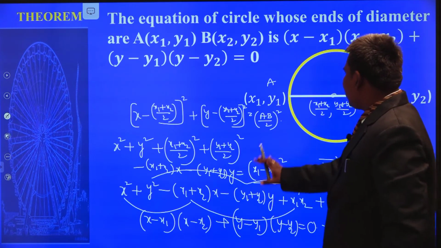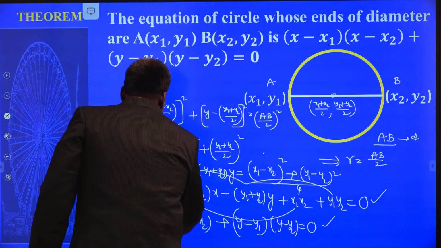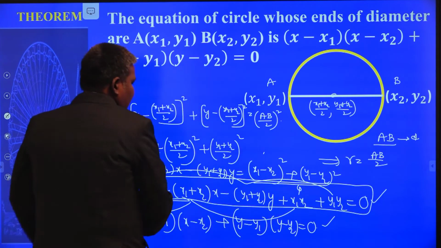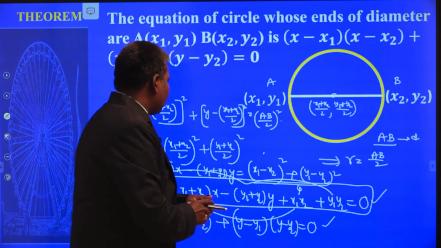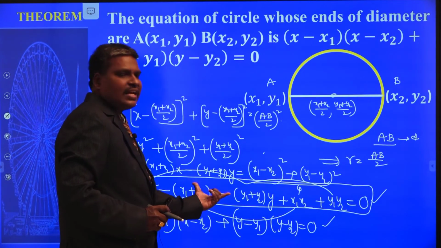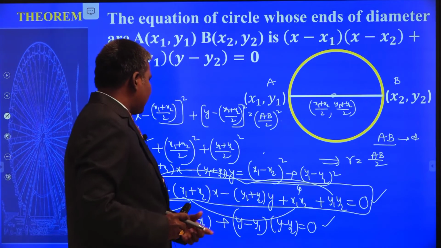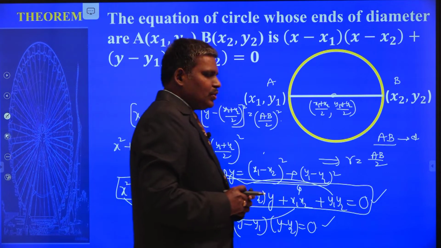By looking at (x1, y1) and (x2, y2) itself, you can use this formula: x² + y² - (sum of x coordinates) into x - (sum of y coordinates) into y + the dot product, x1 x2 + y1 y2, equal to 0. By looking at the ends of the diameter itself, you can write the equation of the circle, or you can simplify this one in this manner: (x - x1)(x - x2) + (y - y1)(y - y2) = 0.